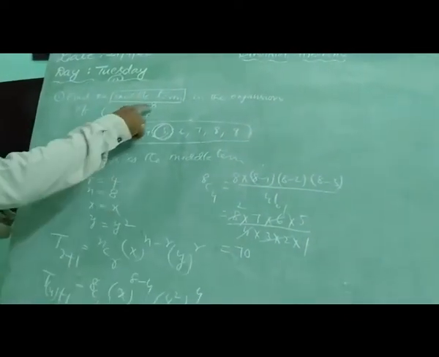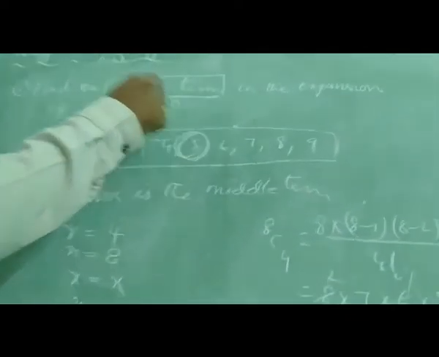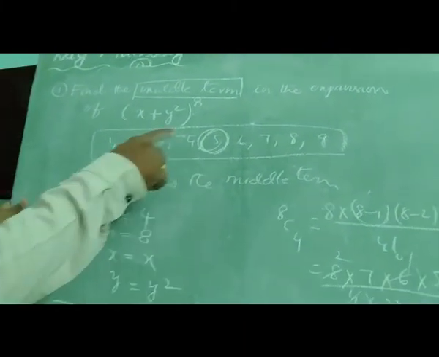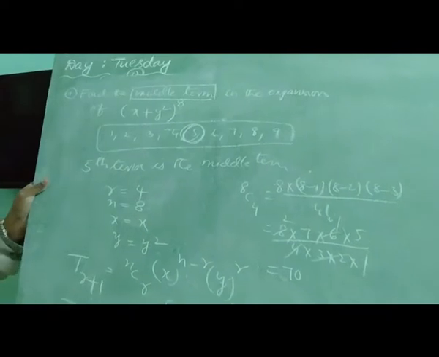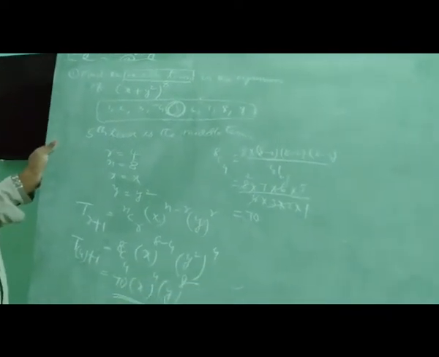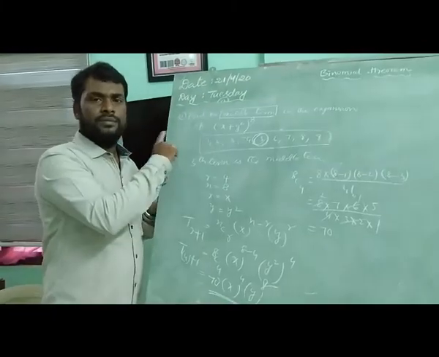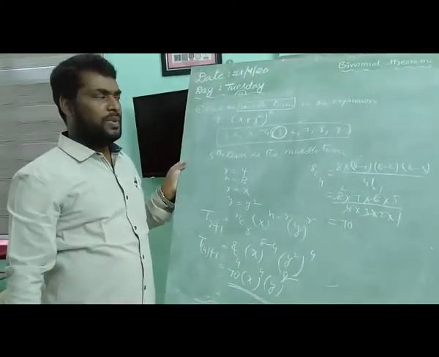So remember one thing here: the exponent is 8, an even number. If the exponent of the binomial is an even number, then you always get only one middle term. Only one middle term. Before finding the middle term, first you should write the number of terms in the expansion.